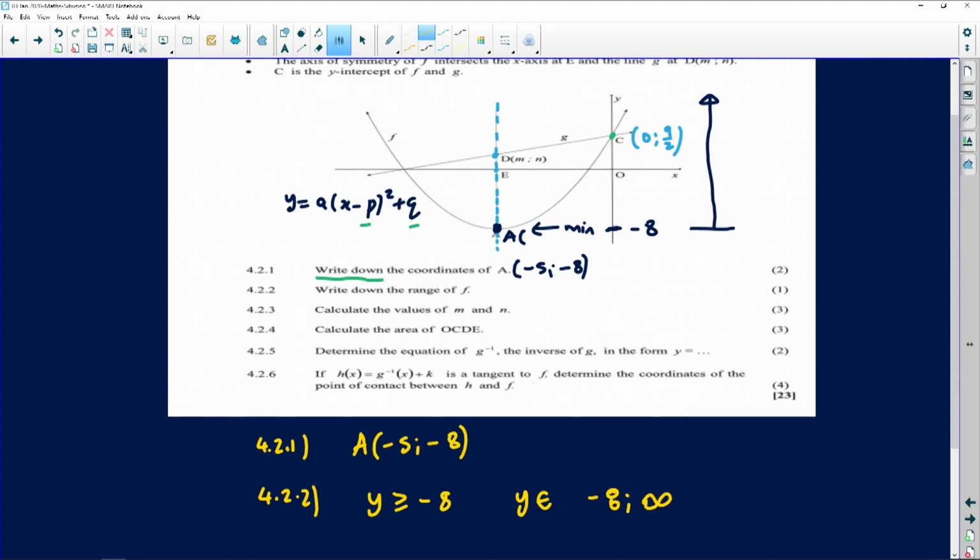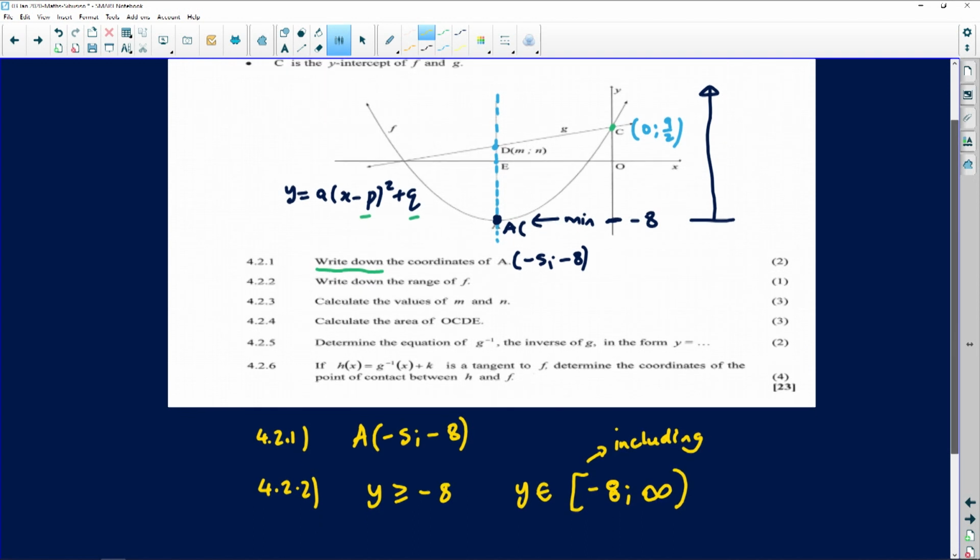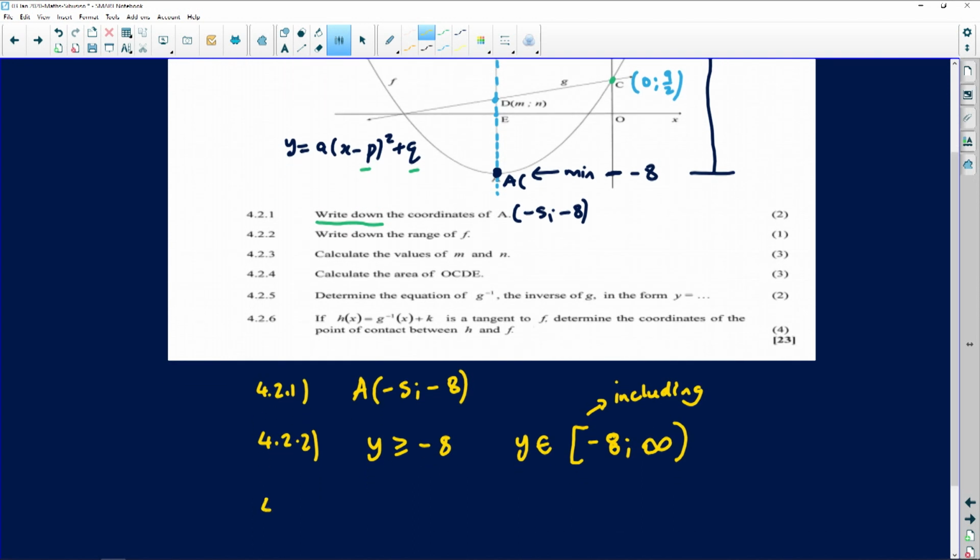Now let's discuss the brackets that you would use. Since the graph does get to negative 8, we're going to use a square bracket. This bracket means including, okay? It includes negative 8. It does get to negative 8, but it does not get to infinity, so we don't use a square bracket. We use this kind of bracket to indicate that it keeps on going closer and closer to infinity, but it will never get there. Very important.